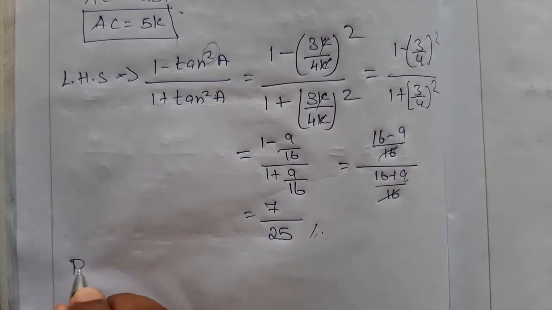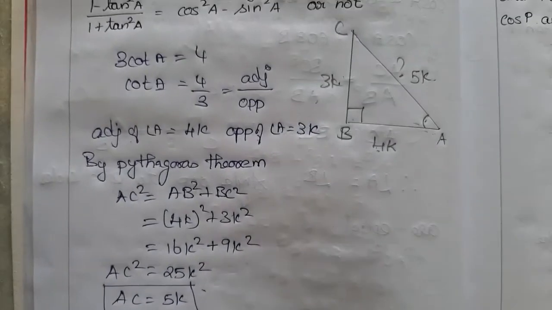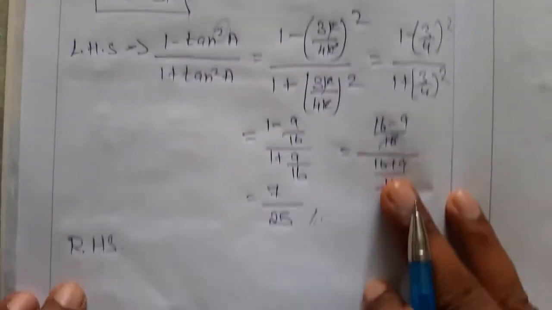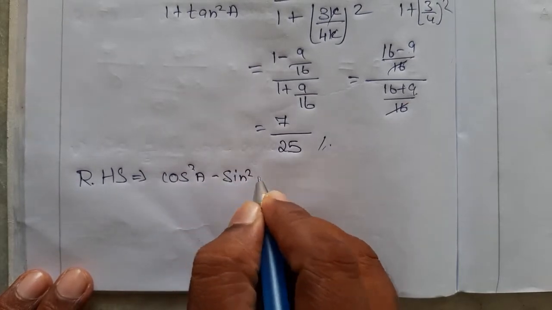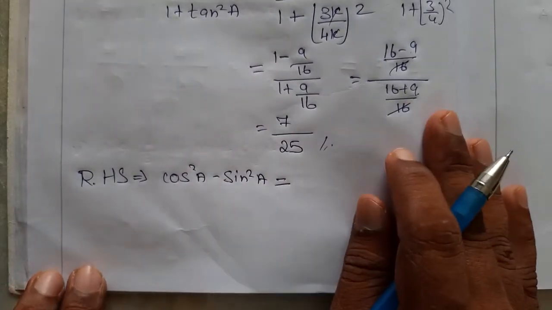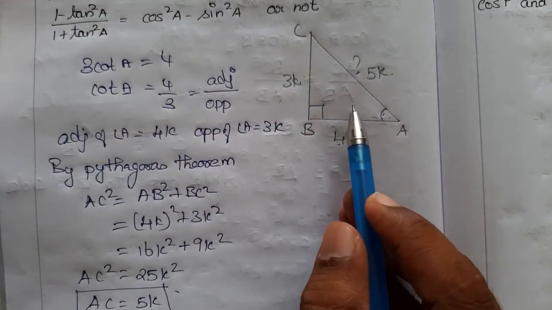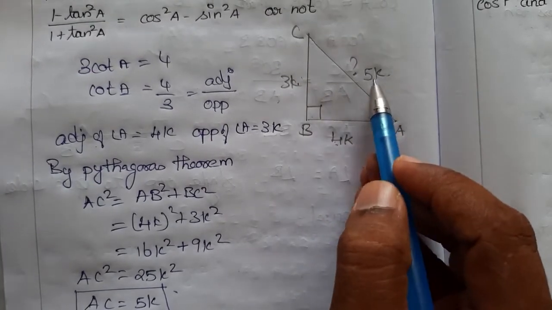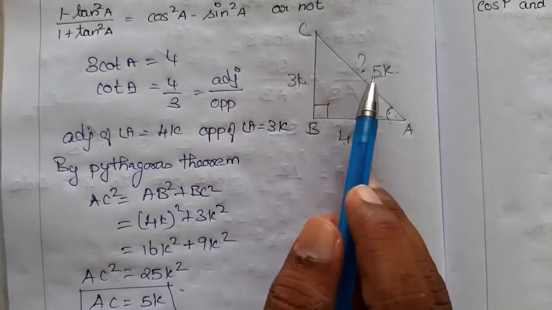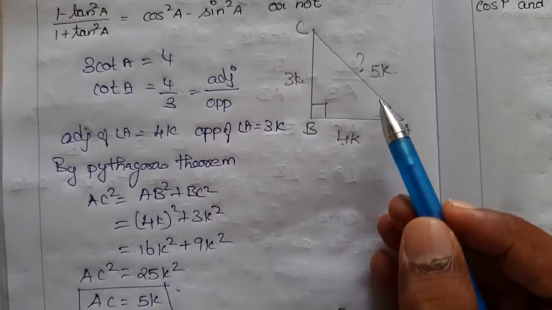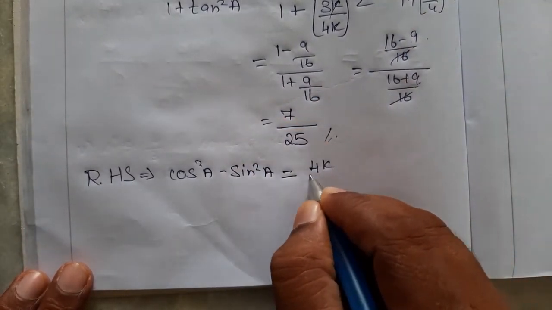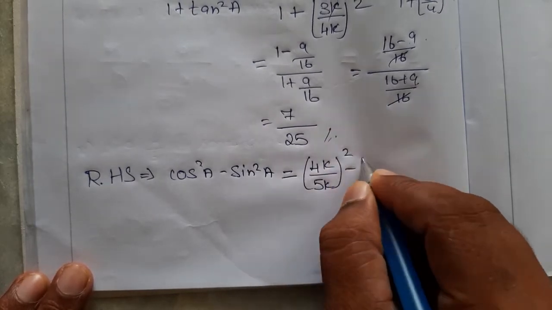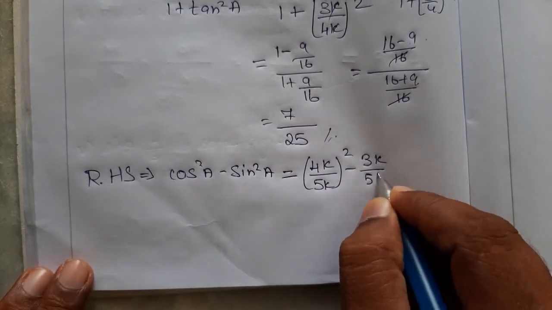Then we have to find the RHS. RHS is cos square A minus sin square A. Cos A is adjacent by hypotenuse, so 4k by 5k, and sine is opposite by hypotenuse, so 3k by 5k. It's a square, so we are going to square it. (4k by 5k) the whole square minus (3k by 5k) the whole square.